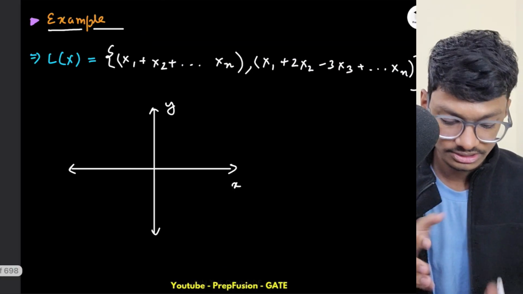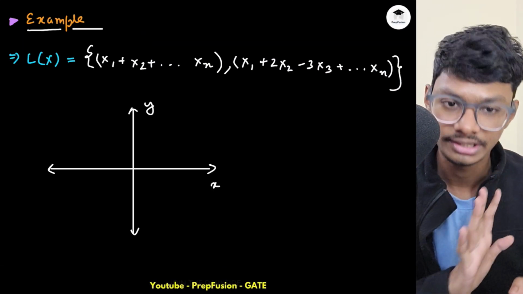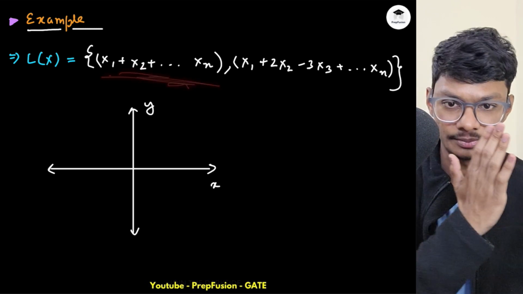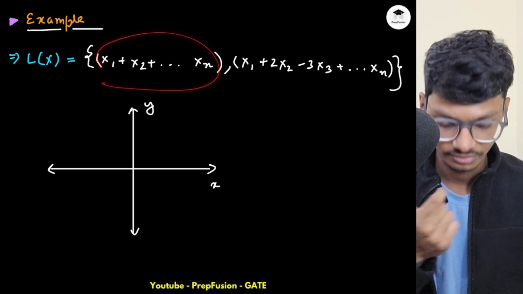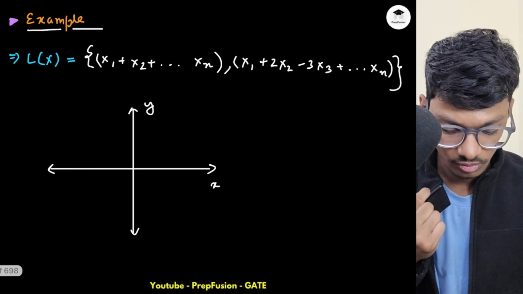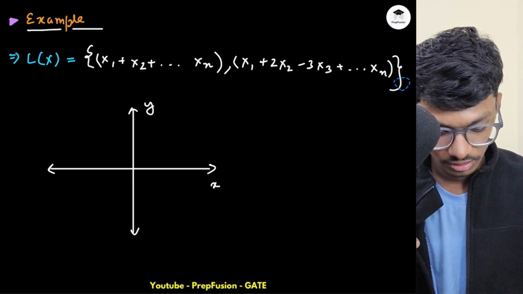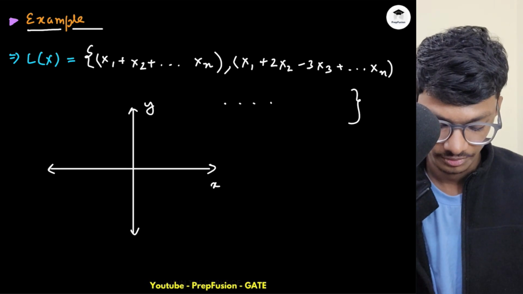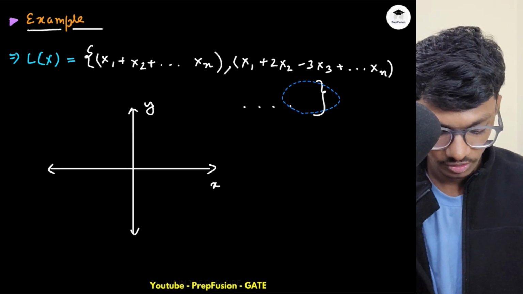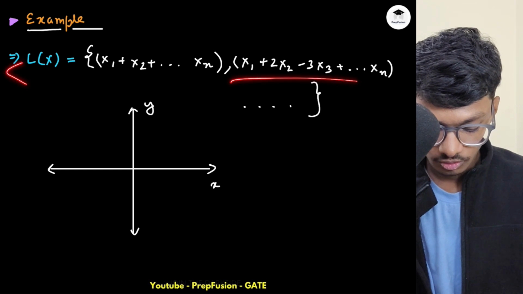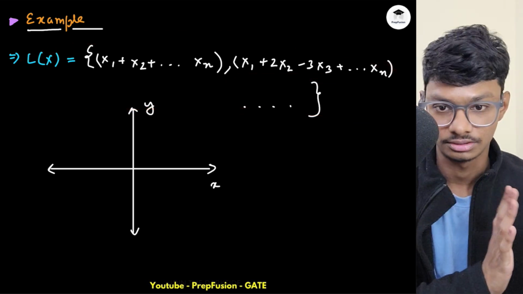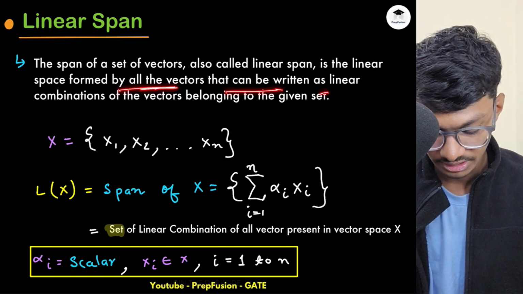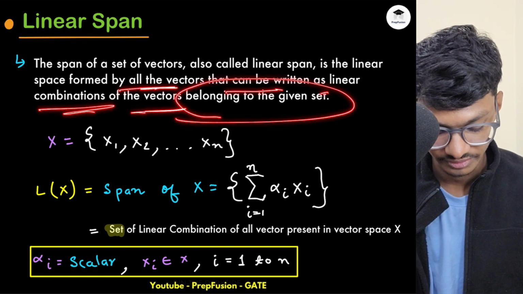Okay, so let's try to understand with an example. What do you mean by linear combination? So this is a linear combination, right? All the summation of the vectors will be the span of this vector space. If I have a vector space like this, now this is also a linear combination. We'll have more linear combinations here as well, not just this. Okay, so it will be the set of all the linear combinations, all the vectors that can be written as a linear combination of the vectors belonging to the given set.